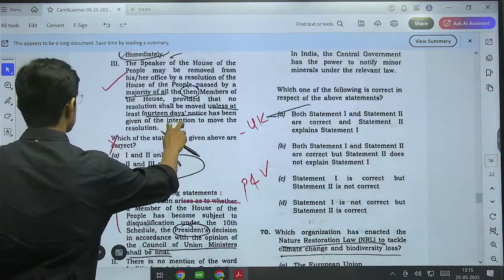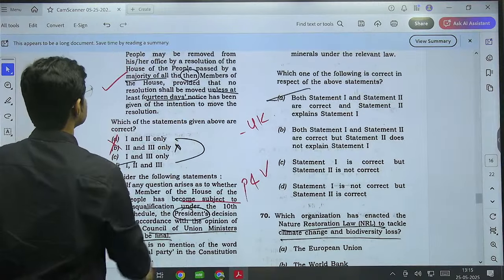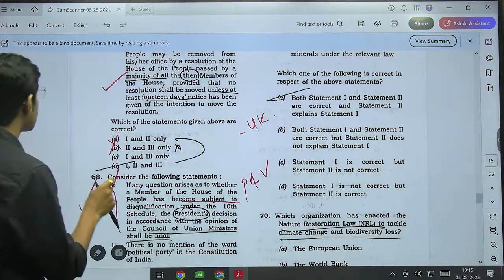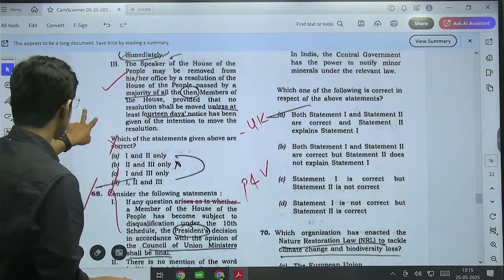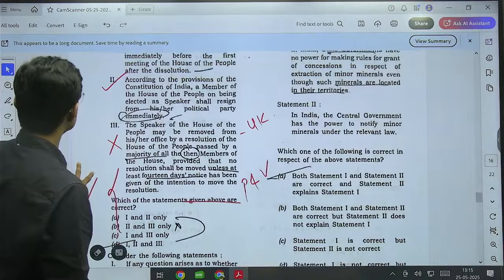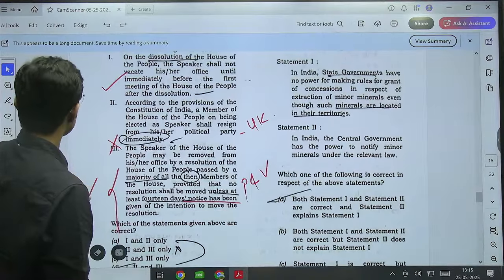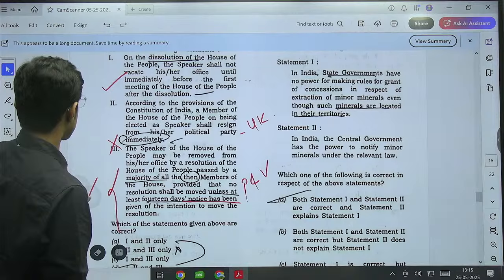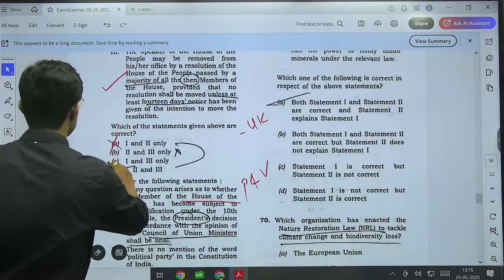Now let us look at the options. Which of the statements given above are correct? So 1 and 3, which means C is the correct answer. Yes, C is the correct answer for this particular question.